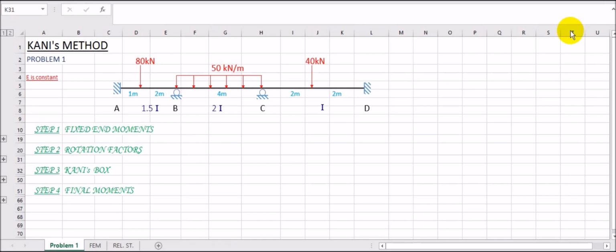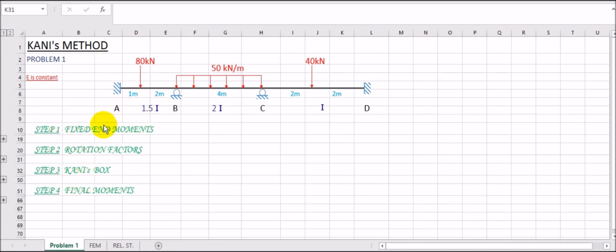Okay, so we are going to solve three problems of Carney's method. Every problem is distinct in its nature. Let us start with Carney's method now. Basically, I'm assuming that you already know what fixed end moments are. As you can see, there are four steps, and the first step is to find fixed end moments, and this is our first problem.